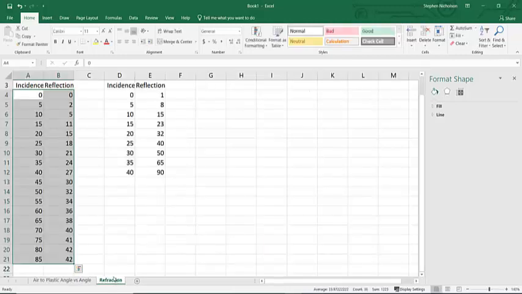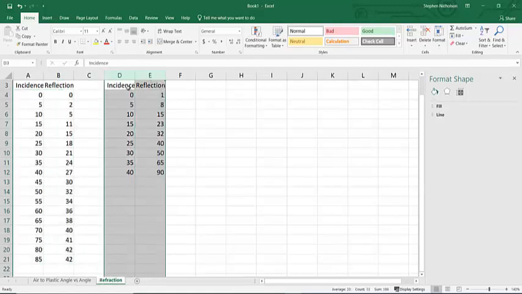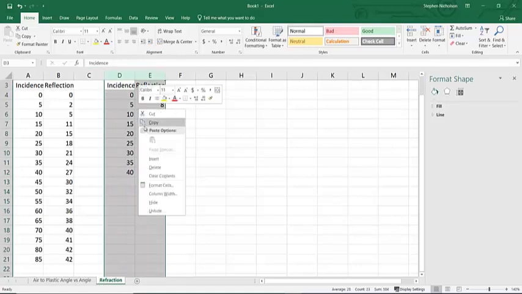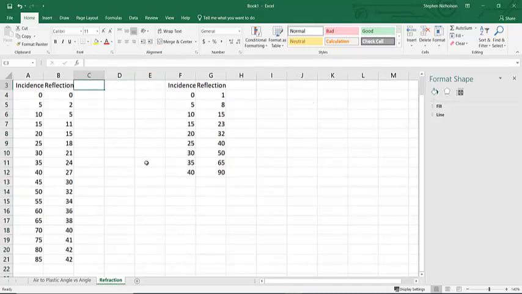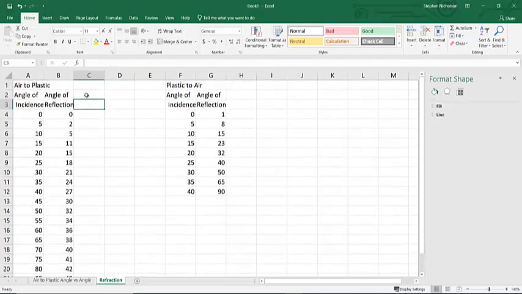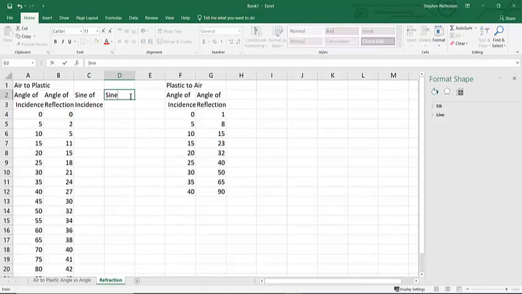So let's go back to the data. So I'm going to insert two columns. So I highlight the columns. I don't highlight the cells, I highlight the columns. And then I right click and say insert, and it inserts two columns. And what I'm going to do here is the sine of incidence. I'm not putting angle in there because I don't want to add extra words. Sine of reflection.